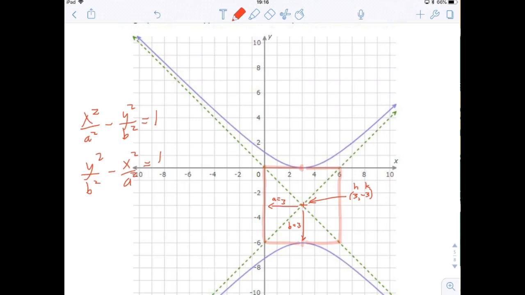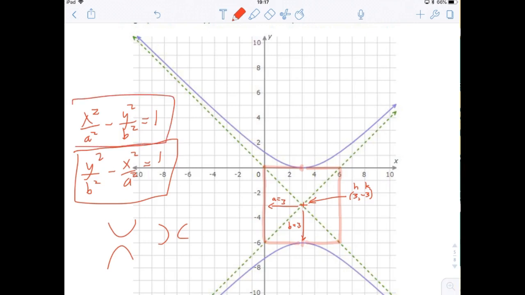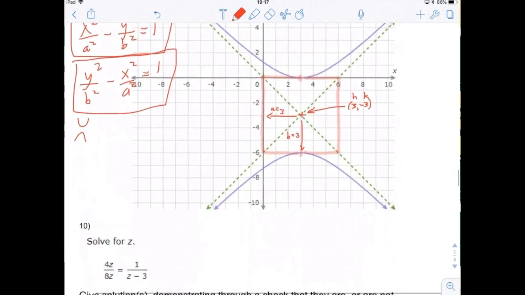How do I know which one this is? Well, this is an up-down hyperbola and not a left-right hyperbola. The up-down hyperbola is this standard form, and the side-to-side hyperbola, the left-right hyperbola, is this one. So this one is like this, and this one is like this, and that's how we know which is which.